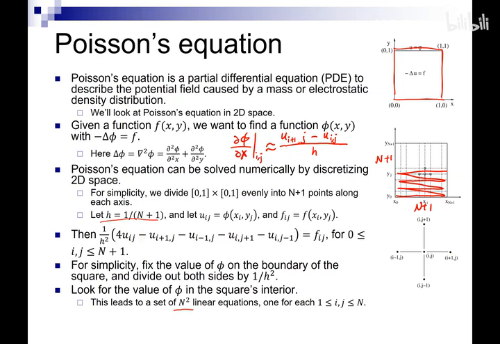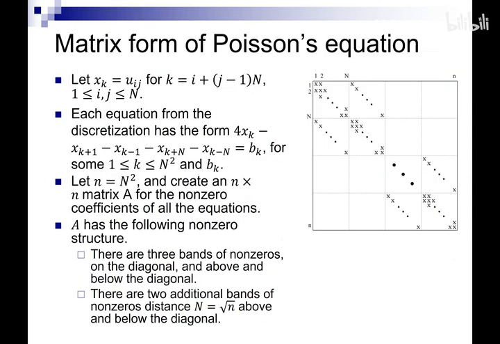If you look at a picture of this, here we have n squared unknowns that we want to solve for in total, because we have n squared different values of u_ij. So now we're going to make an n squared by n squared matrix. We're going to set this little n here to be equal to capital N squared. Now we're going to show exactly where the non-zeros in this matrix are.